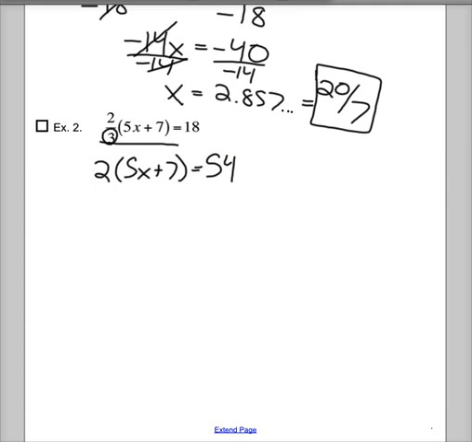Now, you probably guessed, what am I going to do with that 2? Well, since it's multiplying the whole side of the equation, again, you could distribute it through, or more easily, I'm going to divide both sides of the equation by 2.